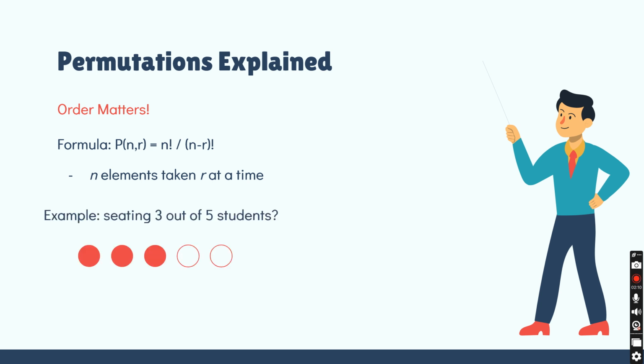For example, if we have 5 students and want to see 3 of them in a row, we can calculate this by this formula. This tells us there are 60 different ways to arrange 3 students out of 5 in a specific order. Permutations are widely used in tasks like password generation, race tournament placements, and queue management systems.